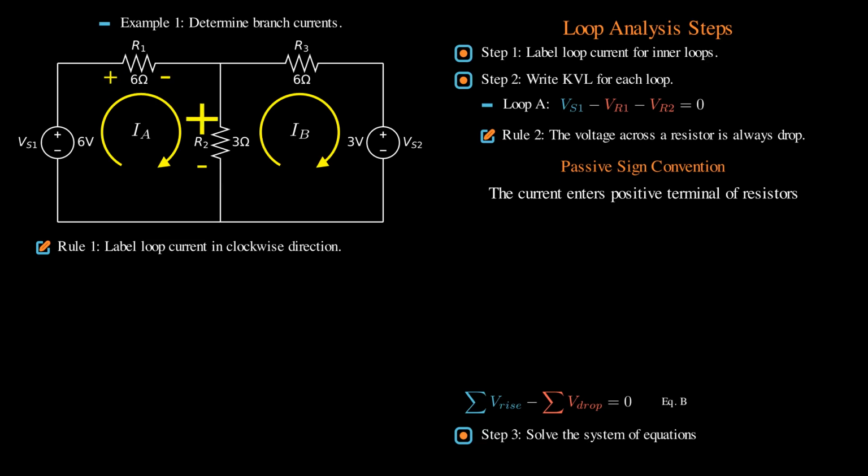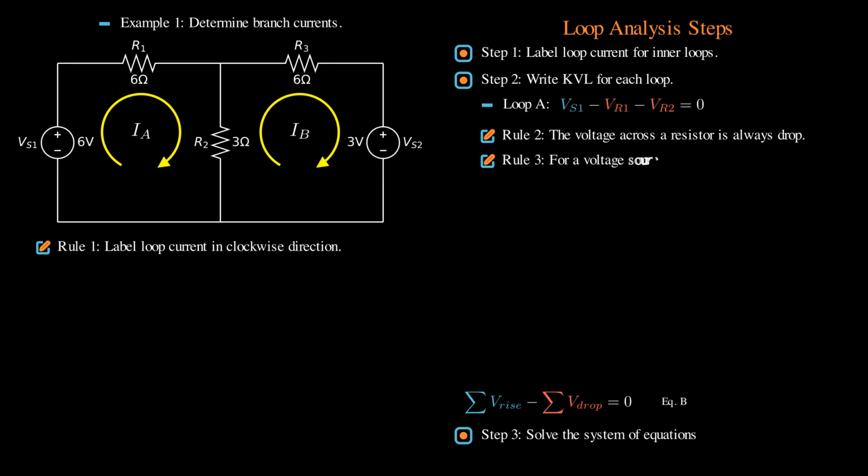Once the voltage polarities are labeled, it is clearer that the resistor voltages are always drop along the loop current direction. For the same reason, we do not need to label voltage polarities explicitly. If this is not clear to you, I recommend you watch the video on the passive sign convention. I posted the video link below.